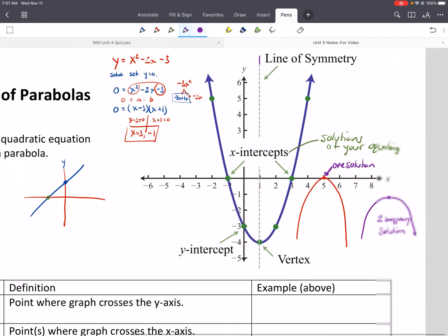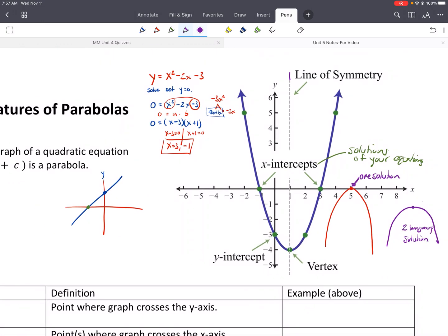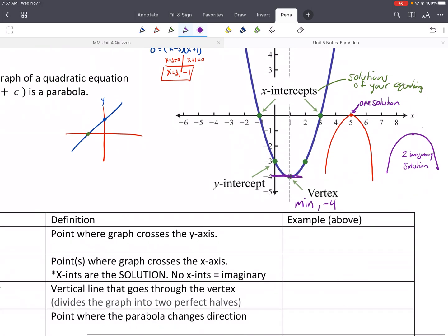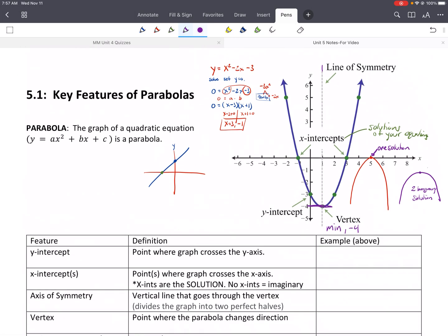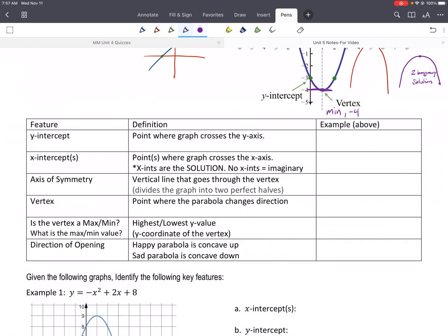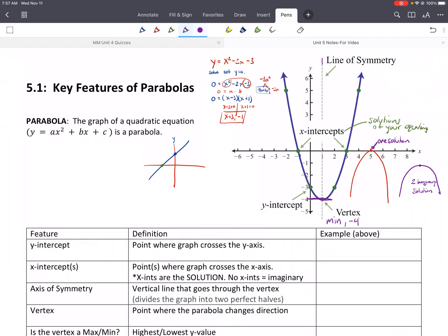So we would just look at the vertex and say, is that the minimum point of the parabola or is it the maximum point? So here for this example, this would be the minimum, and its value here would be a negative 4. And then the direction of opening. If these arrows are going up, if it kind of makes a happy face, then it's opening up. If it's going down like this one, this would be opening down.